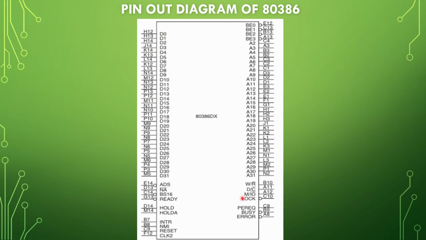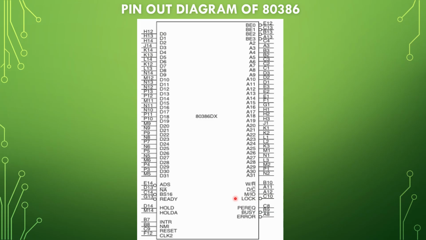Then comes M/IO bar. As we discussed W/R bar, similar to that, this M/IO bar selects the memory as well as the IO lines. Whenever this value is 1, it selects memory. Whenever it is 0, it will go with input output.